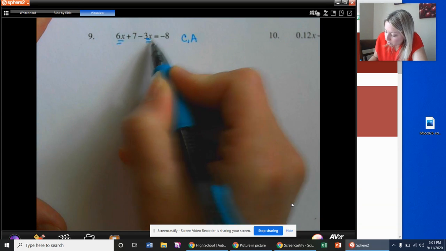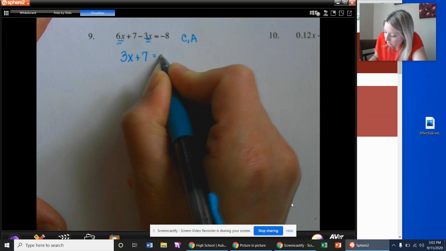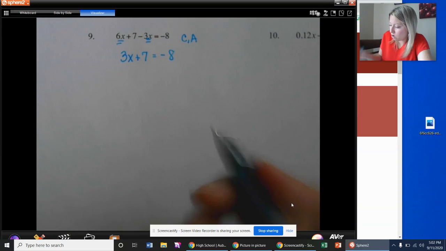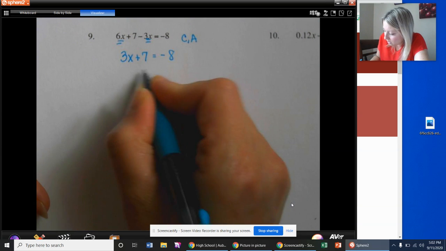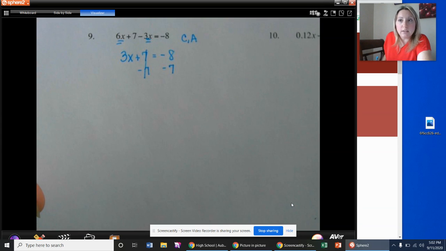6x minus 3x is 3x. Bring down the plus 7, the equal sign, and the negative 8. Okay, numbers relegated to the other side. There they go. What's the opposite of a positive 7? A negative 7. You do start to get into a groove once you get going. Probably remember a lot of this stuff, right?